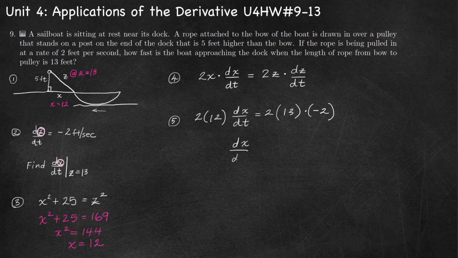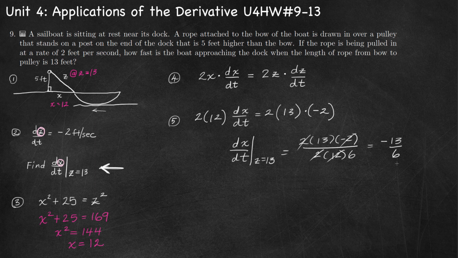So dx dt at this moment in time, and if I want to be really specific with my notation, I can say dx dt at z equals 13, right? That's what we're looking for over here. That's what we're trying to find at this moment in time is 2 times 13 times negative 2 divided by 2 times 12. So my 2's will cancel out, and this 2 and this 12, 2 over 12 reduces to 1 over 6. So I have negative 13 over 6.